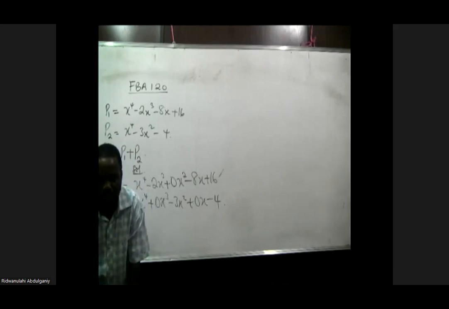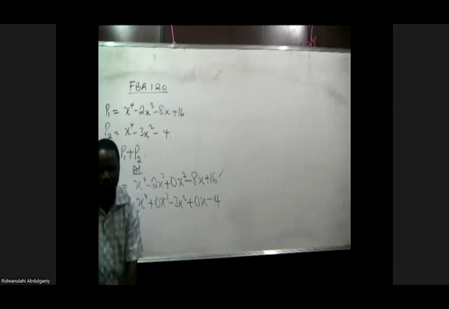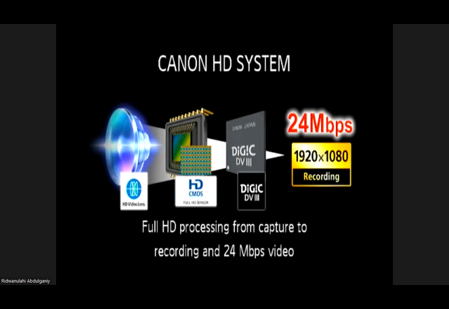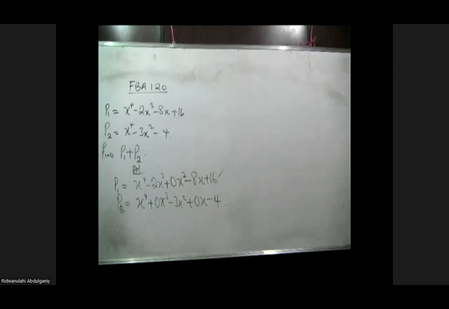Hello, sir. Hello, yes, I'm with you. Good evening, sir. Good evening. My question now is, how did we come about this plus and minus? In the first we have x raised to power 4 minus 2x raised to power 3 minus 8x plus 16, while the second one is x raised to power 4 minus 3x raised to power 2 and minus 4. So yes, we are to add the two together. So now I'm confused about creating another figures here, sir.